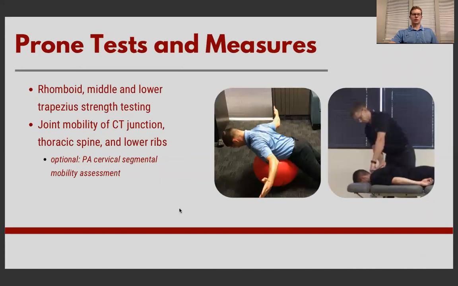Prone tests and measures, pretty quick here. Mainly this is going to be some strength testing of the scapular stabilizers, and then also joint mobility of the CT junction, thoracic spine, and rib cage. This is the best way, in my opinion, to assess the CT junction and thoracic spine, with just a straight PA assessment. So you go segment by segment.